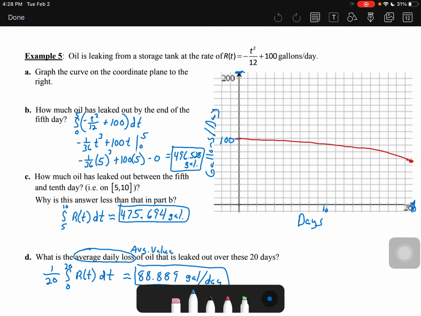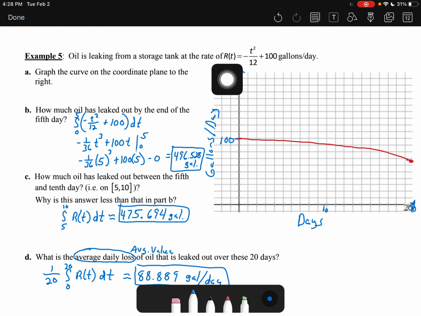Hey, AP Calc class, so we're going to continue on with our notes in section 4.4. We finished example 4, and I'm going to start with example 5. In this problem, this is a very typical type of AP question that you might see.